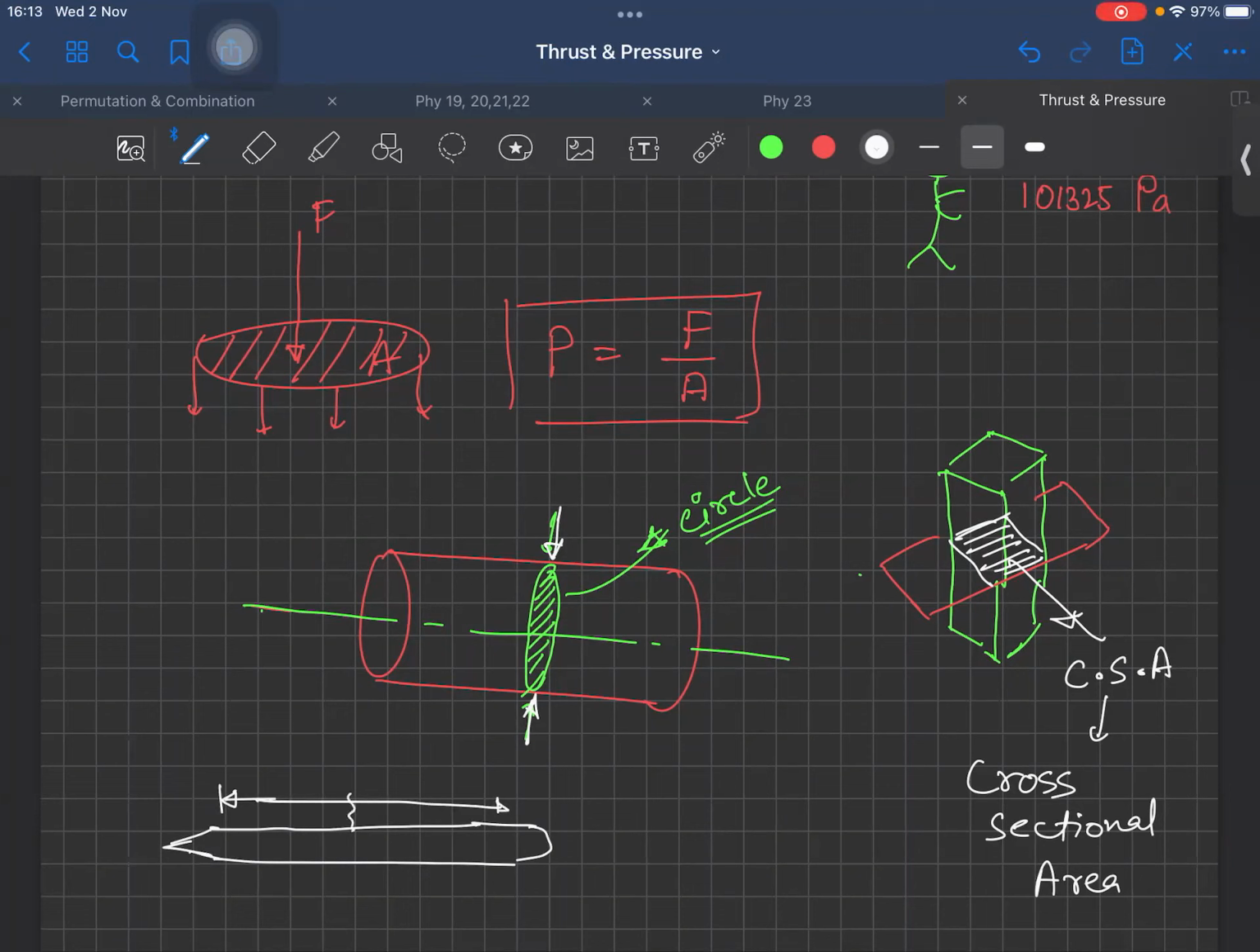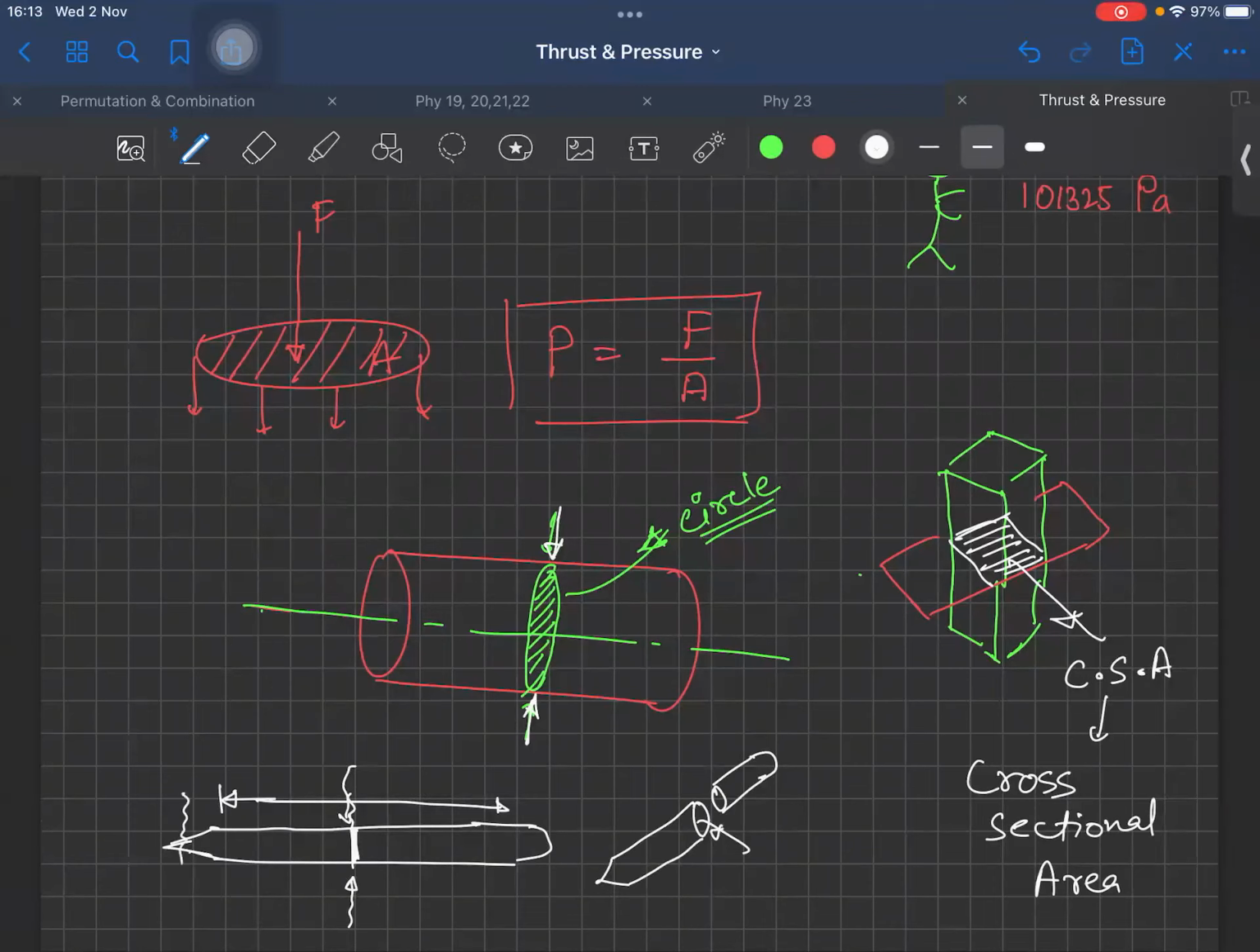Now suppose you break or sharply cut your pen from here. What will you see on this surface? Something like this if you cut from here, right? Yes, sir. What type of surface is that? It's a circle, right? So that is your cross section. That is called your cross sectional area.